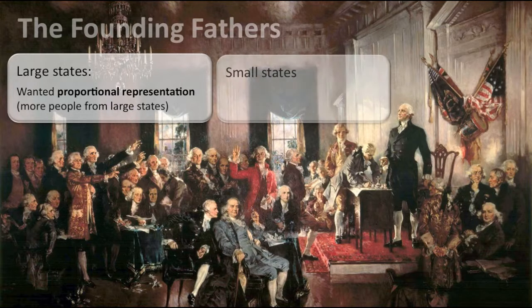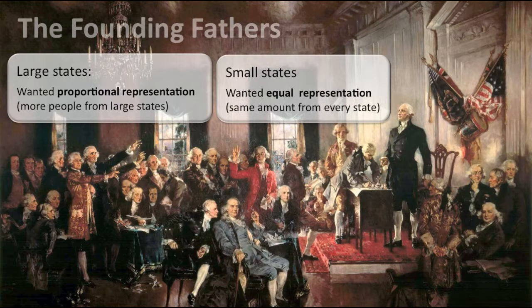However, the small states, such as Delaware and Georgia, knew that if they only had few politicians in Congress, they would have no say against the larger states in decision making. So the small states wanted equal representation, the same amount of politicians from each state. Now, this disagreement almost broke down the entire discussion for a new constitution. Now, they came up with something that we call the Great Compromise.